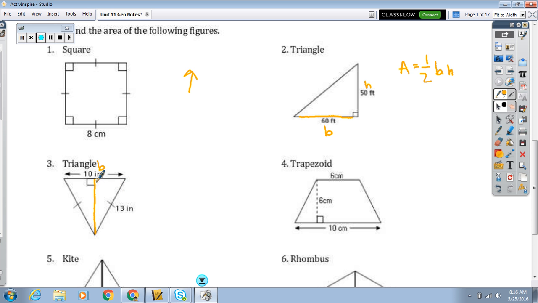So think about how you might find out what x is. If you said Pythagorean theorem, then you win. So maybe off to the side, I would do 5 squared plus x squared equals 13 squared. Solve that up. There's going to be my height. And then I can plug into area equals 1/2 base times height.